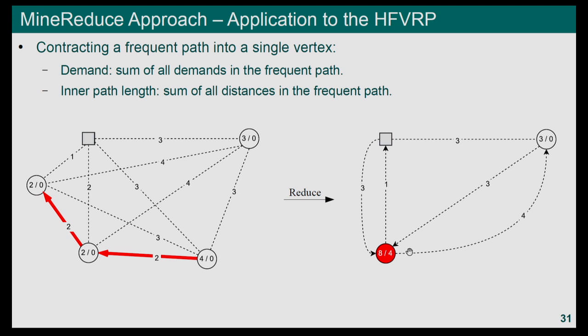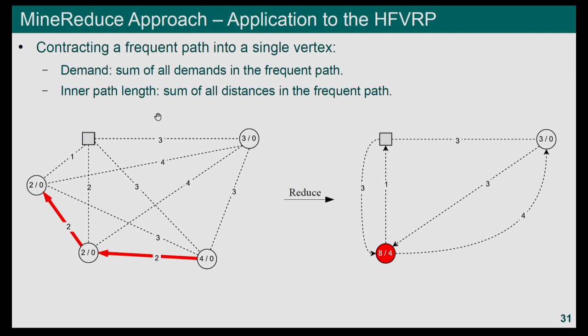We handle asymmetric instances. So here we actually mine directed paths instead of paths composed by edges. They are composed by arcs. We have added an attribute to customers. Here we have the demand, and we have a second attribute, which is the inner path length, which is the strategy we adopted to handle this requirement of keeping order relation.